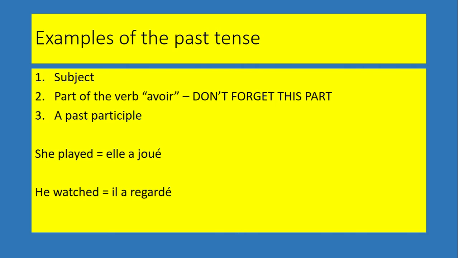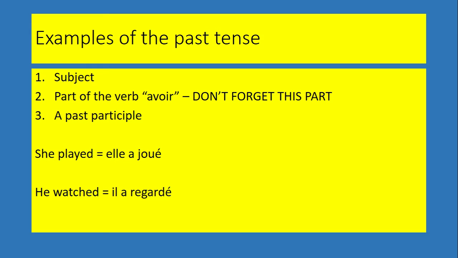He watched, he has watched, it's the same in French. So don't forget part 2, the part of the verb avoir, even if in English there's no have or has. In these examples, she played, he watched, there's no has there, is there? But that doesn't matter, it still goes in French.